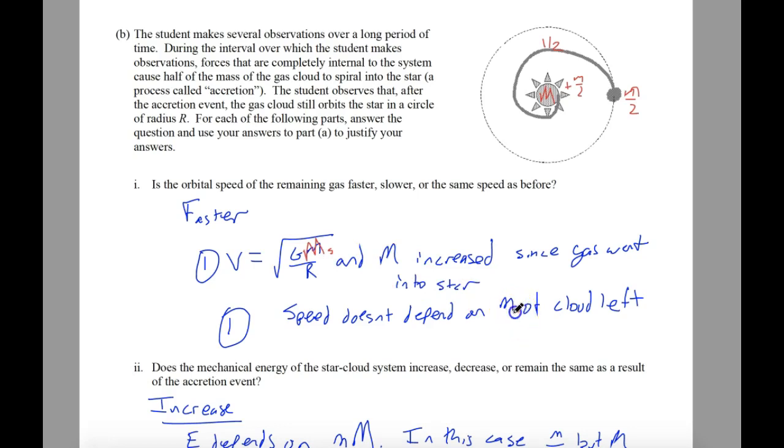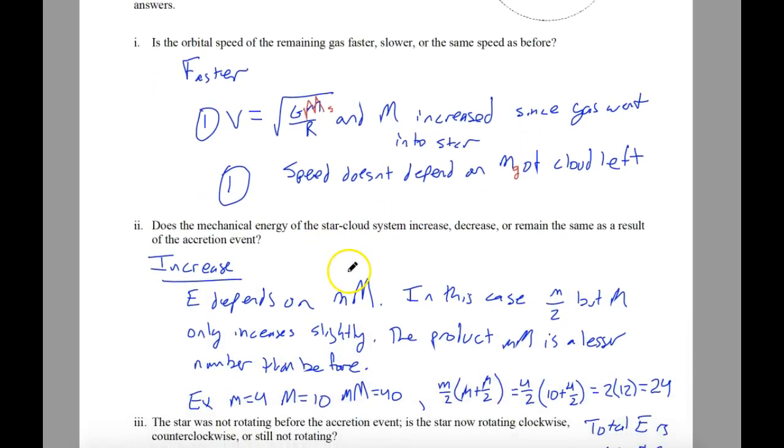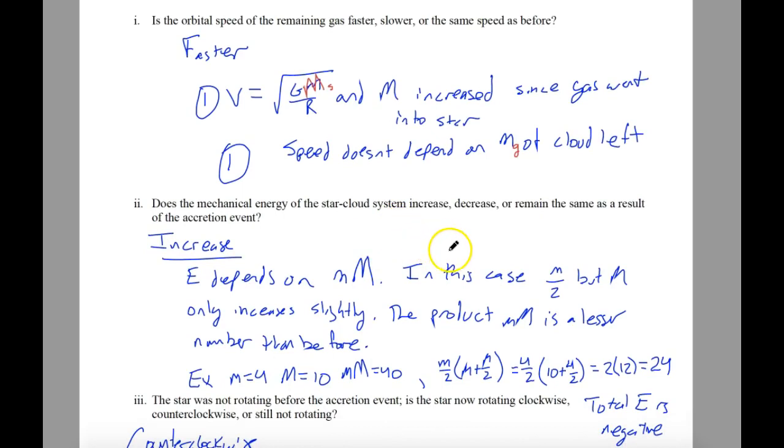And you might make this m_g, little g. Don't make it big G. It'll think that it's weight. That's the mass of the gas cloud. Does the mechanical energy of the system increase, decrease, or remain the same?